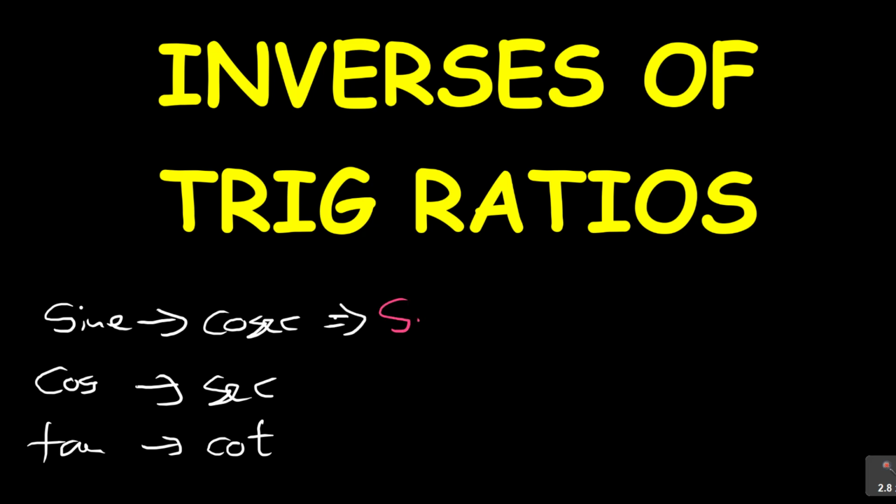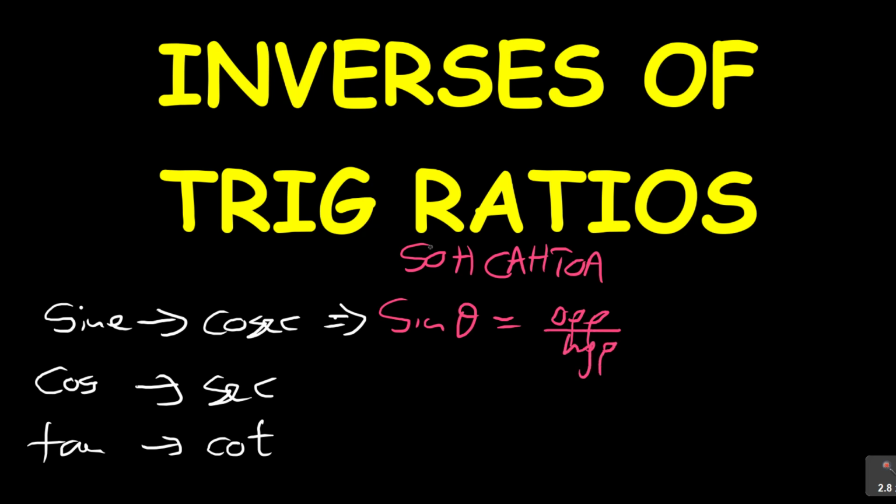Now remember, we said SOHCAHTOA, but let me make it a single word here, SOHCAHTOA. We said for SOHCAHTOA, sine theta is opposite over hypotenuse. So that you don't forget, you must put division lines like that, so it can also help you not to forget.